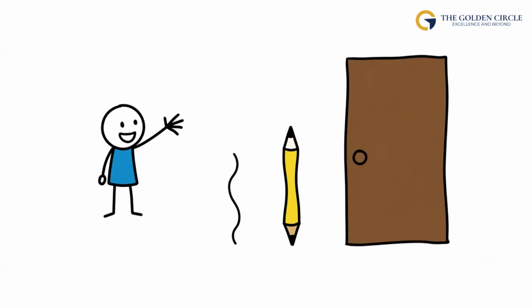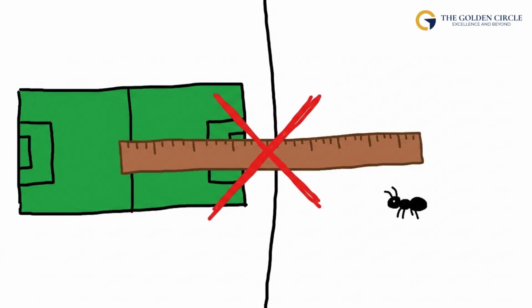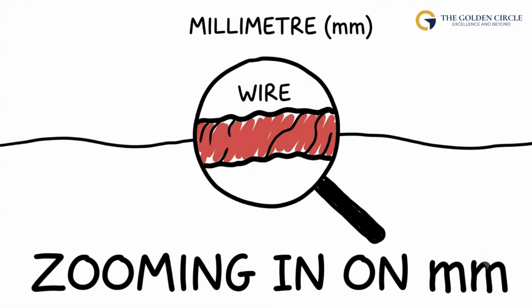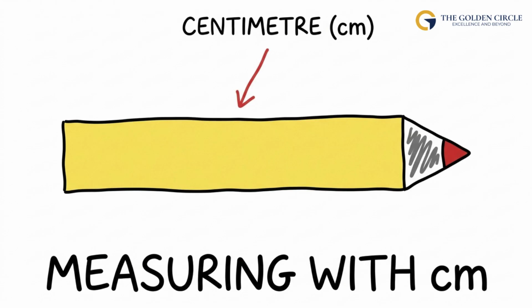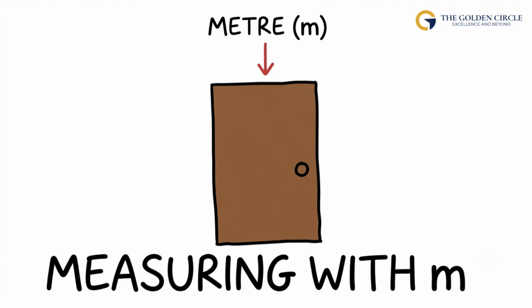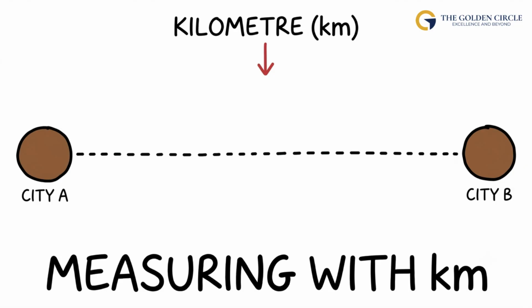Now here's where it gets fun. Not everything is meter-sized. You wouldn't measure a football ground's height in the same unit you'd use for an ant. So we break it down. For tiny things, like the thickness of a wire, we use millimeter, mm. For slightly bigger things, like your pencil, we use centimeter, cm. For everyday things, like the height of a door, we use meter, m. For huge distances, like the distance between two cities, we use kilometer, km.